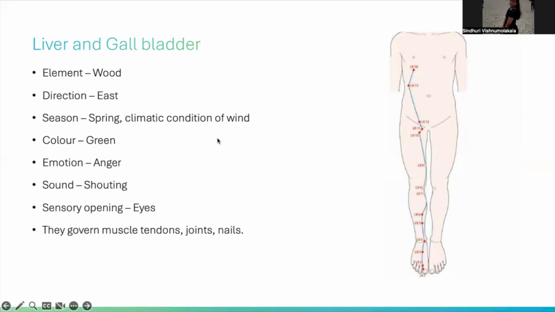So, both liver and gallbladder belong to the element wood. The direction is east. They represent the spring season, that is, the season of wind. Green color, they have an emotion of anger, so the shouting sound, and they open into your eyes. That is why jaundice is generally seen with yellowishness in your eyes. They govern muscle tendons, joints, and nails.